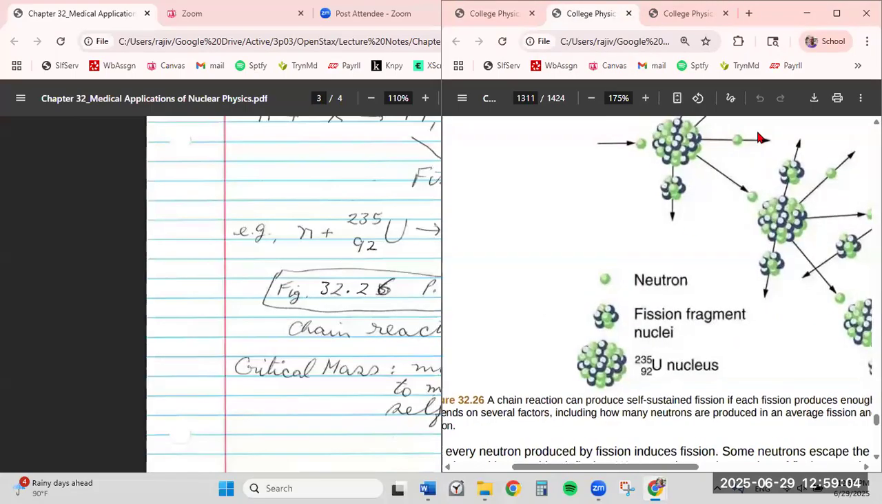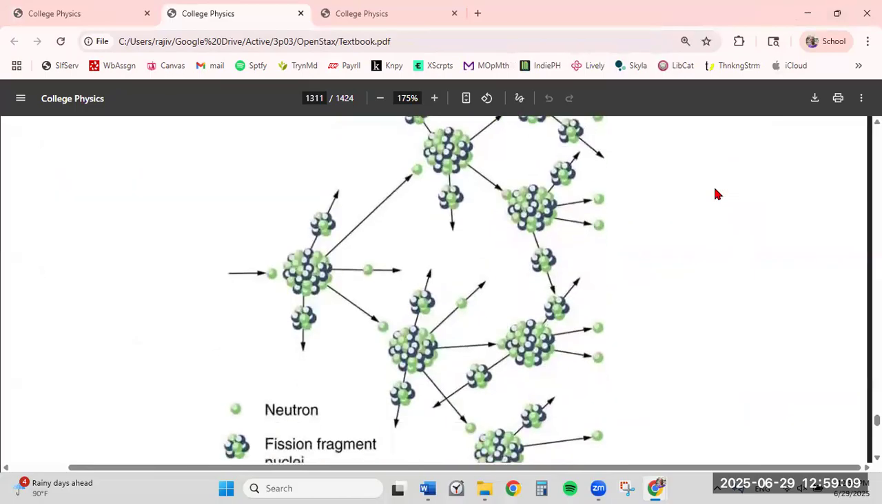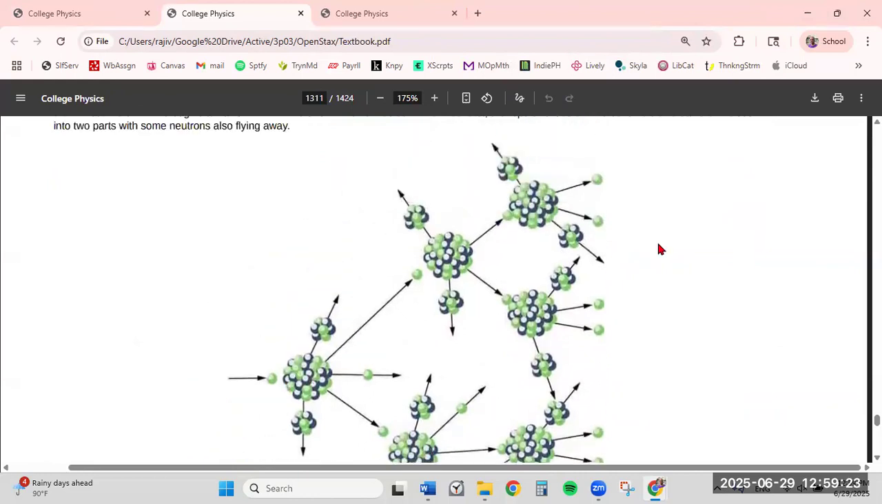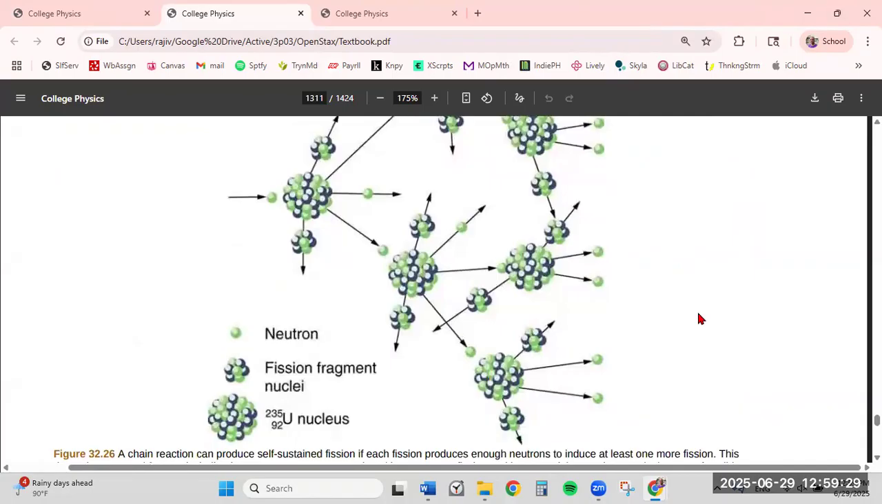So this is a diagram of the chain reaction involved. This is your initial neutron here on the left, hitting a uranium nucleus, and then more neutrons are produced, which go on to trigger more fission reactions and so forth. So this whole thing just cascades. And these smaller pieces are the fission fragment nuclei. The larger one is the uranium nucleus.